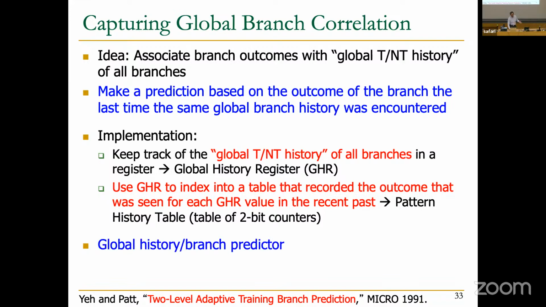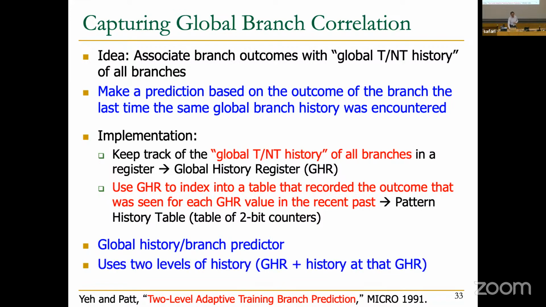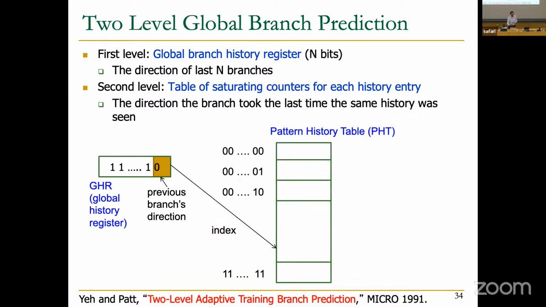Okay, so this is called a global history or global branch predictor. It uses 2 levels of history. One is this global history register, and the second is what happened, the history at that global history register. What happened last time when I saw this global history? Okay, so this is what it looks like basically. This is the global history register. It's essentially a single register which encodes the prior directions of prior branches, the direction of last n branches. It's m bits. As I said, in Pentium Pro, it was 4 bits. In modern processors, it could be much larger.